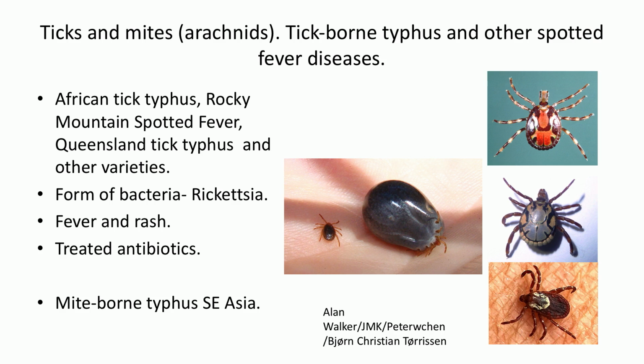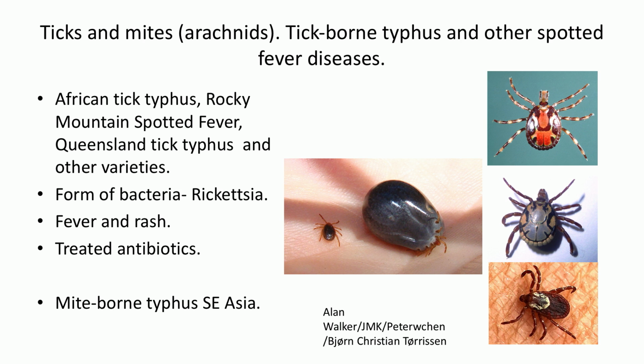It's in Africa. Have a guess which country Rocky Mountain spotted fever is in. North America, obviously, Queensland tick typhus, and so on. So there are lots of variations of this. They're all passed on by ticks. It's a type of bacteria. Generally, if treated early, for most of these, it's a relatively mild disease, but causes a fever and a rash, and you treat it with antibiotics.